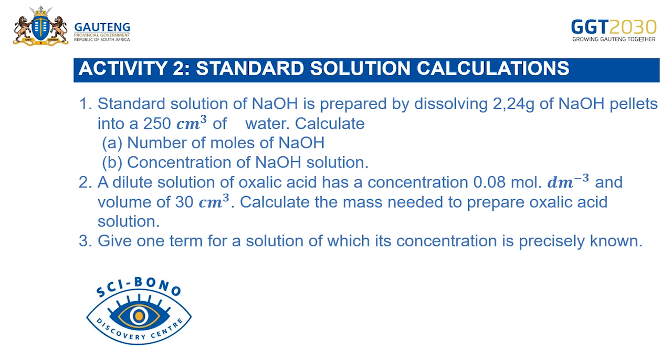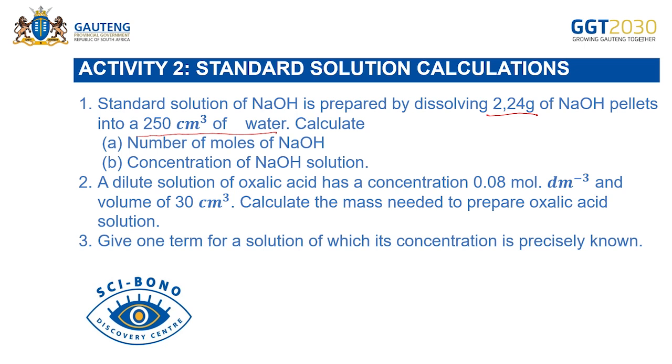1. A standard solution of sodium hydroxide is prepared by dissolving 2.24 grams of sodium hydroxide pellets into 250 cubic centimeters of water. Okay, so that is how they've prepared a standard what solution. First question that they want us to do is to calculate the number of moles of sodium hydroxide.